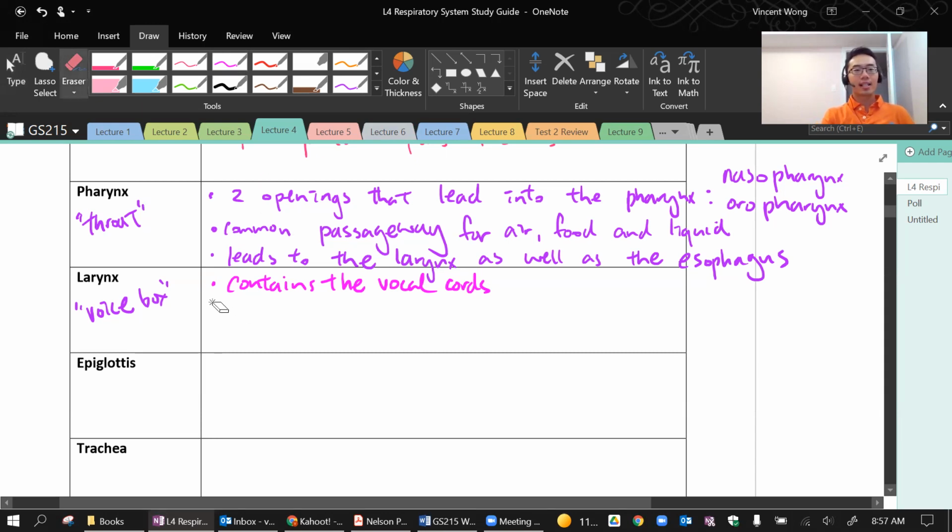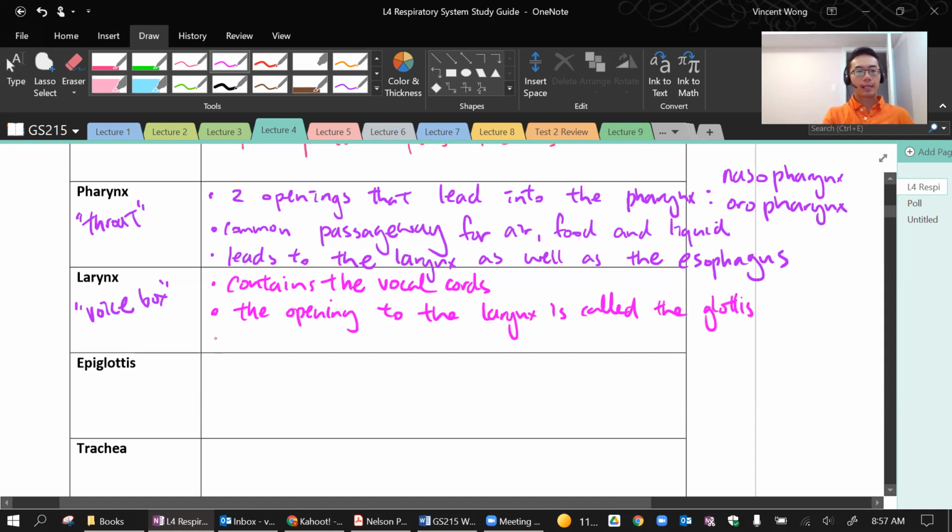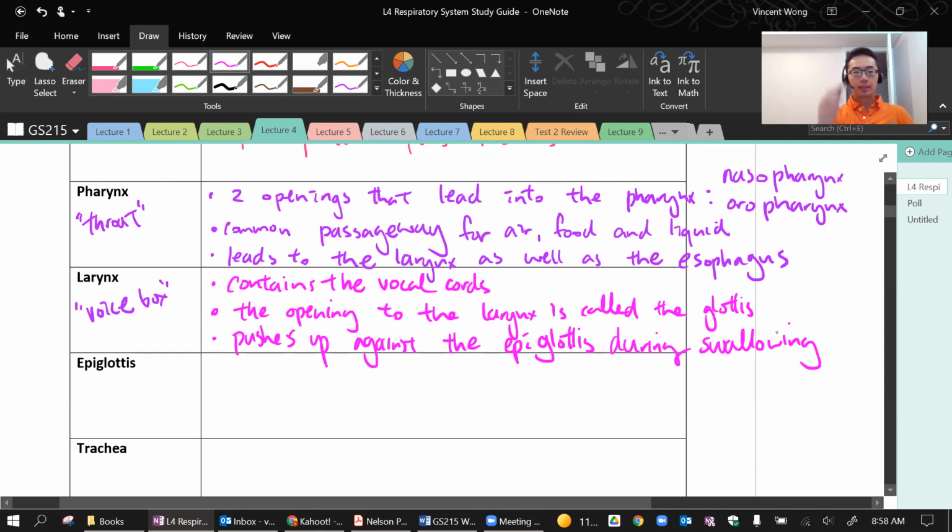Fantastic. Okay, so this is the larynx. It contains the vocal cords, and the opening to the larynx is called the glottis. What happens is the larynx pushes up against the epiglottis during swallowing, so we don't choke.